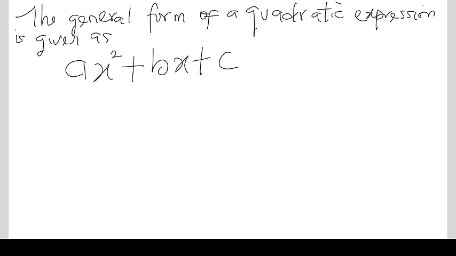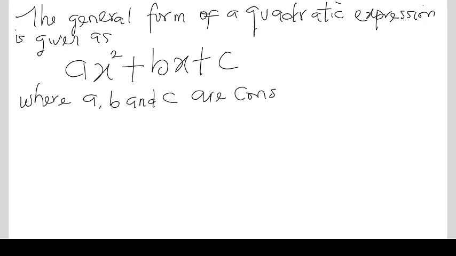Now where a, b and c are constants, so they are all constants. Please take note of this. A is not equal to 0. A can never be equal to 0, because if a equal to 0 here, 0 multiplied by x squared will definitely give us what? 0. And when we have 0 here, it means it is no longer a quadratic expression. So a must not be equal to 0.